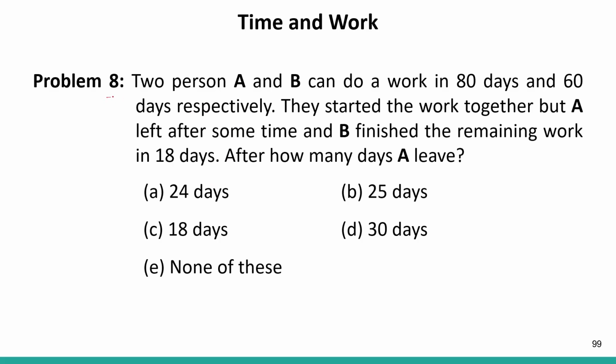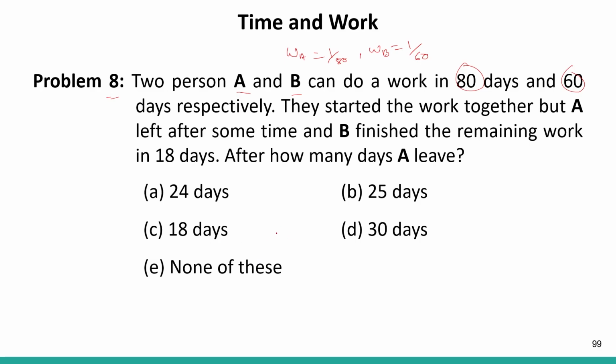Let's go forward with problem number 8. Okay. So 2 persons A and B can do a work in 80 days and 60 days. So WA, the work rate of A, is equal to 1 by 80 and WB is equal to 1 by 60, right? So they started the work together, but A left after some time and B finished the remaining work in 18 days. Okay. So after how many days did A leave? Let's go forward and see the solution.